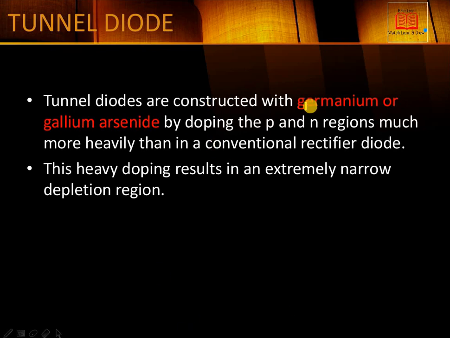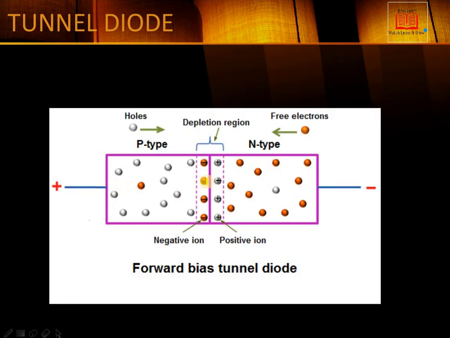Tunnel diodes are constructed with germanium, silicon, or gallium arsenide. But the main thing here is that they are more heavily doped than the conventional rectifier diode. As a result, the heavy doping causes an extremely narrow depletion region. Please note this is an extremely narrow depletion region. Here you may find it drawn as a large, wide depletion region, but that is only for understanding.